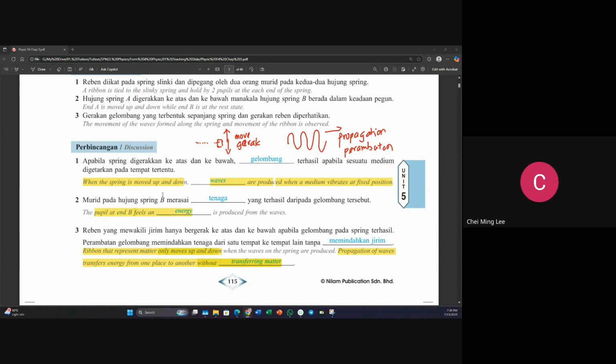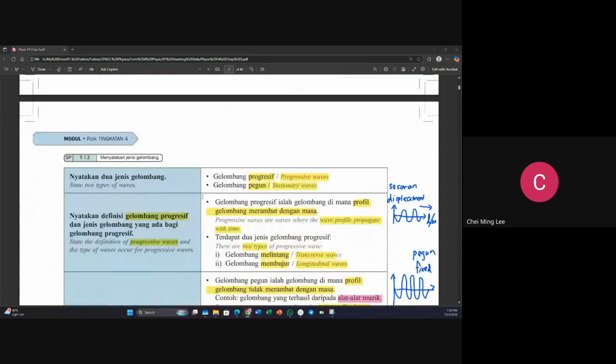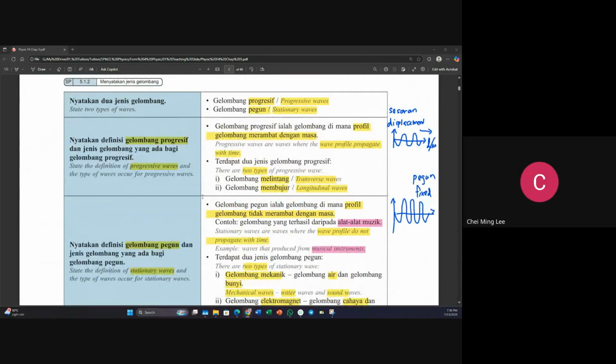All right, now let's see the next one. Let's see the two types of waves. We have progressive and stationary waves. What is progressive? Progressive waves are waves whose wave profile propagates with time, where we have transverse wave and longitudinal wave. One is horizontal, one is vertical.